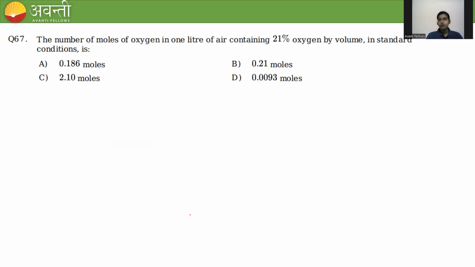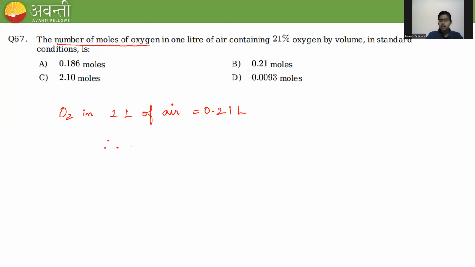The number of moles of oxygen in 1 liter of air containing 21% oxygen by volume in standard conditions is. So we have to find out the number of moles of oxygen in 1 liter of air. Now the oxygen present in 1 liter of air is equal to 0.21 liter, right? 21% is 0.21 liter.